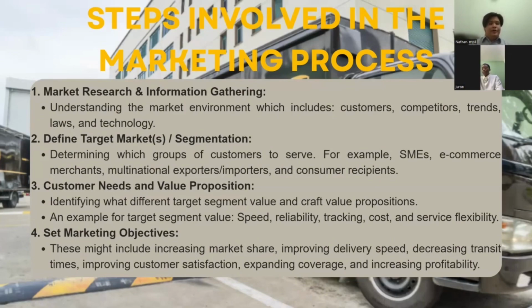The third step is customer needs and value propositions. Identifying what different target segments value and crafting value propositions. An example for target segment value is speed, reliability, tracking, cost, and service flexibility. The fourth step is set market objectives. These might include increasing market share, improving delivery speed, decreasing transit times, improving customer satisfaction, expanding coverage, and increasing profitability.